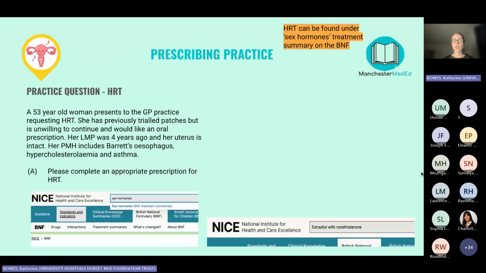Okay, so this is a prescribing practice. Just have a go and we'll talk it through. Things to signpost to: the sex hormones treatment summary on the BNF would be the most helpful here. There's a picture of it at the bottom there. And once again, I'd recommend learning some HRT constituents so that you can just search it up and it'll save time in the PSA. But give it a go and just like the message when you're done.